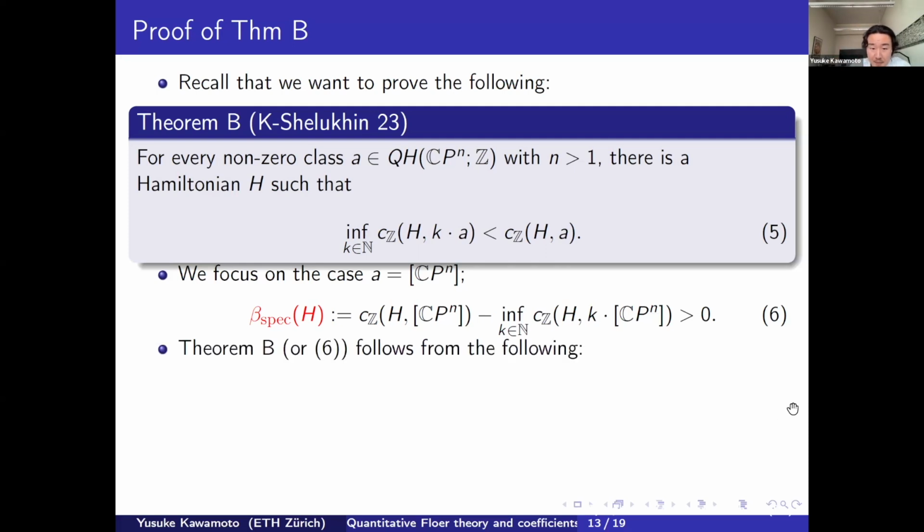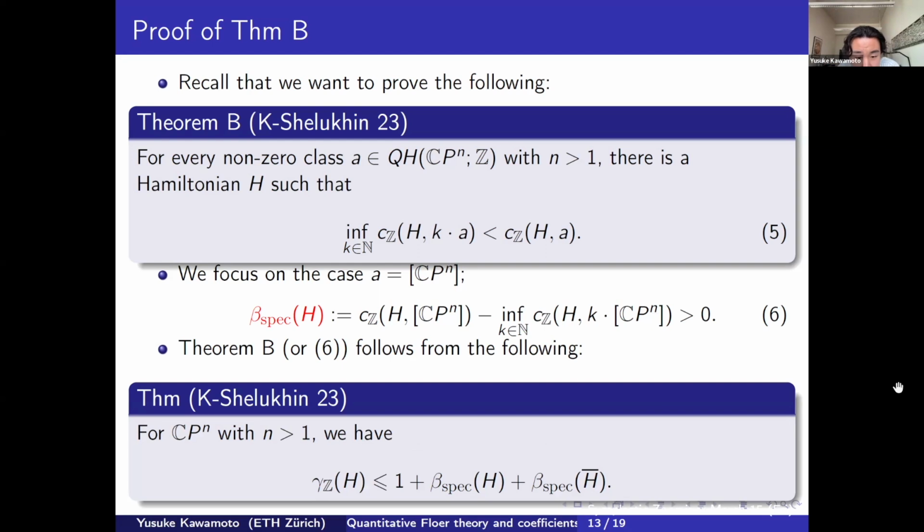Hingston's Theorem B follows from the following inequality. Gamma_Z is bounded from above by 1 plus the spectral depth for H and the spectral depth for H bar. Let me remind you that according to the work of Entov-Polterovich, if you consider field coefficients, gamma is smaller than 1. And now I'm saying that over Z, it can be bounded from above by 1 plus some quantities that come from these Z spectral invariants.